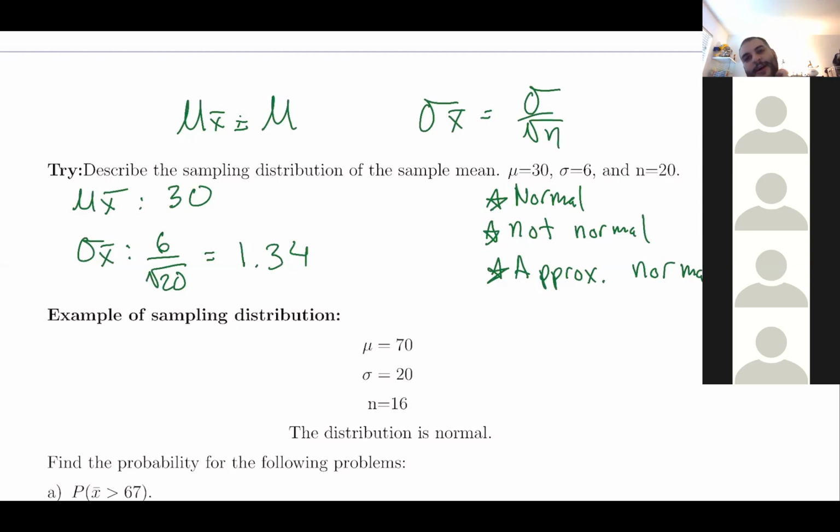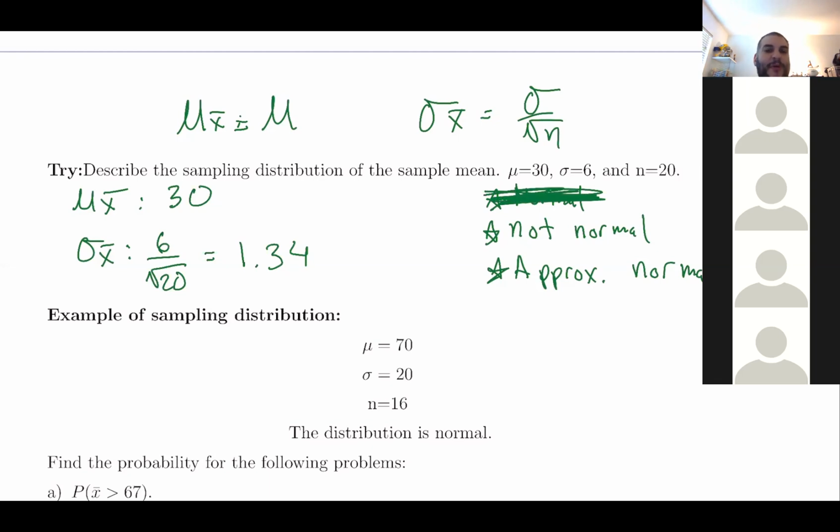Okay. So for this one, do they tell me anything about the distribution? Do they tell me if it's normal, skew? No. So automatically, we know it's not normal.